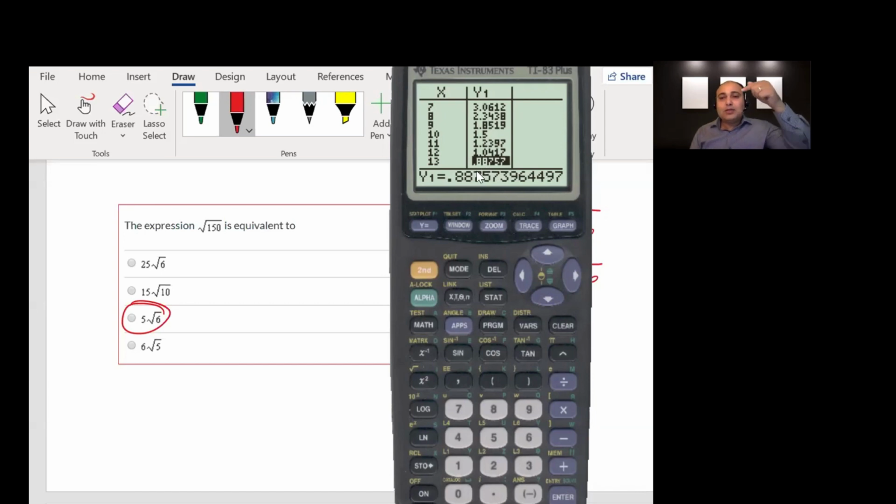Okay, and then I will start going up. The very first whole number that shows up on the screen is your answer, which is in this case 5 square root of 6. Let's look at the answer right here, 5 square root of 6. Any question? If you do not understand this one, please let me know in the chat box.